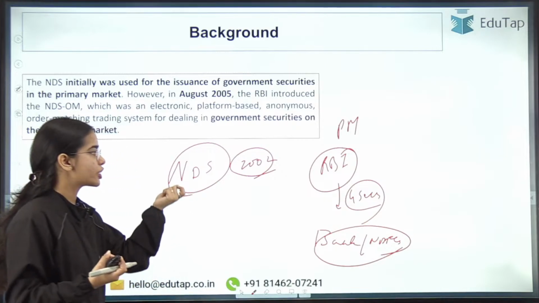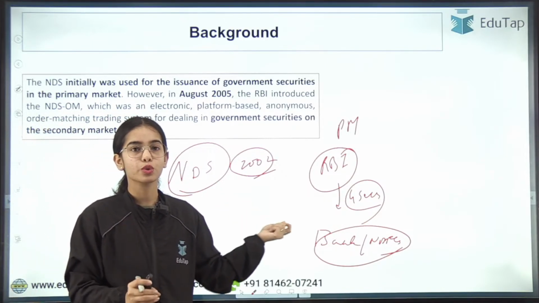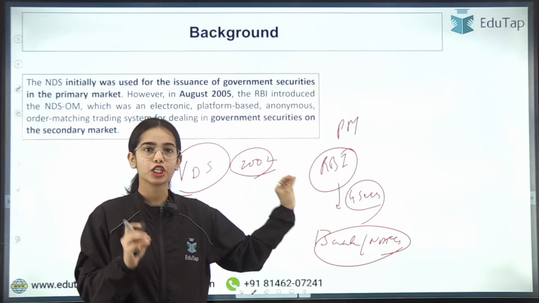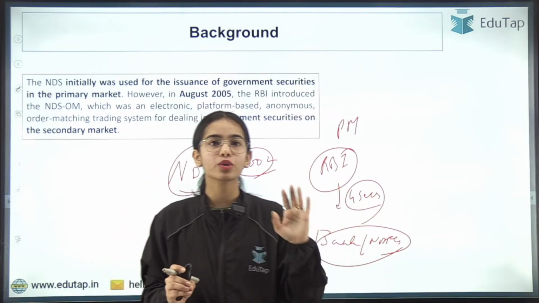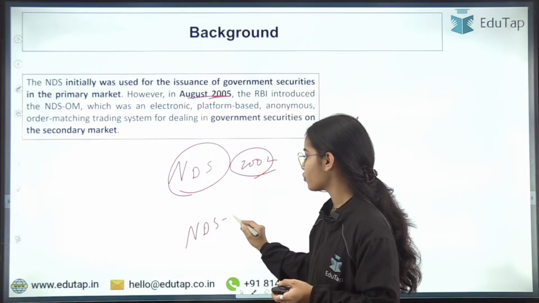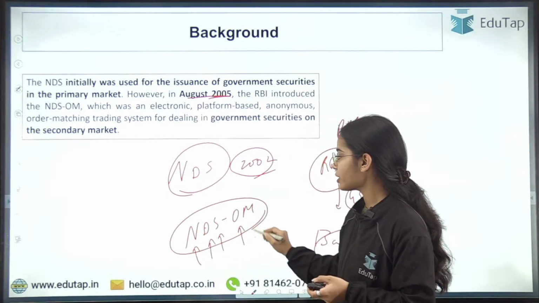So that's why the negotiated dealing system platform was introduced. The online platform was introduced for the primary trading in government securities, for the primary issuance of government securities. In August 2005, the NDS-OM platform was introduced. That is the negotiated dealing system order matching platform.